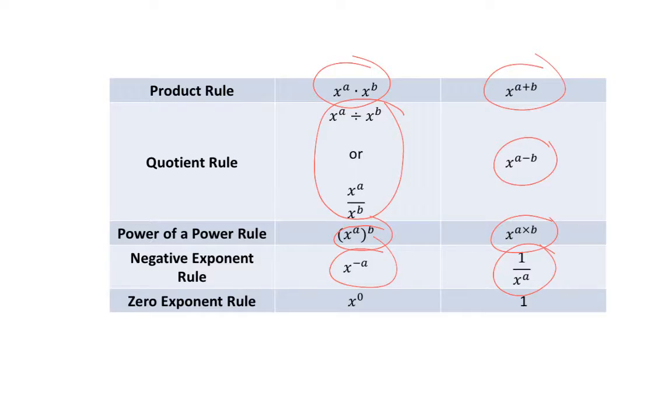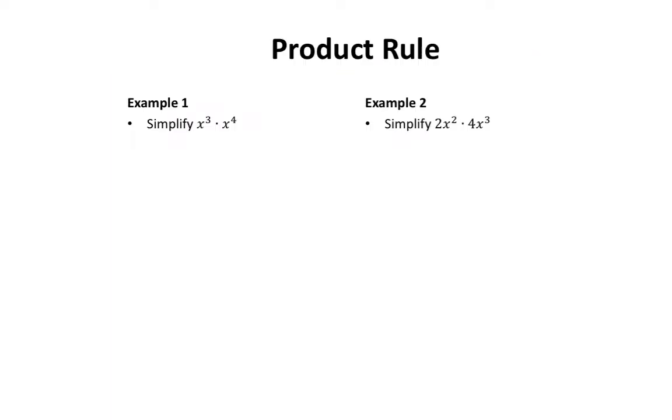And last but not least, the zero exponent rule is pretty simple. Anything raised to the exponent of 0 is equal to 1.